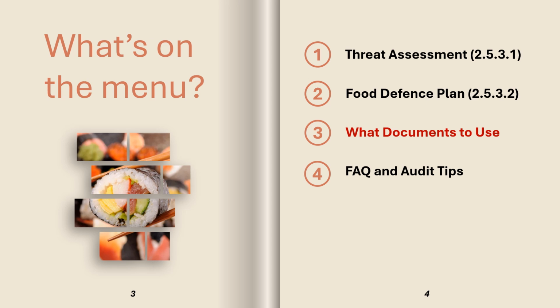What is it that we are going to discuss? We are going to firstly look at the threat assessment as per clause 2.5.3.1. We're then going to discuss the food defense plan as per clause 2.5.3.2. I will take you then through some of the documents that you could use, some of them that we have at ASC, and thereafter the last part we are going to look at the frequently asked questions and the audit tips based on the audits that we have had.